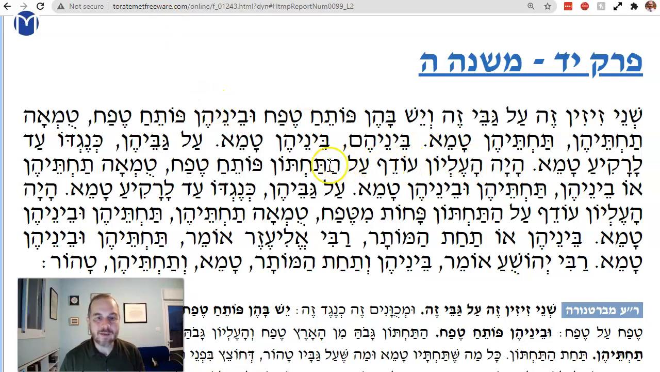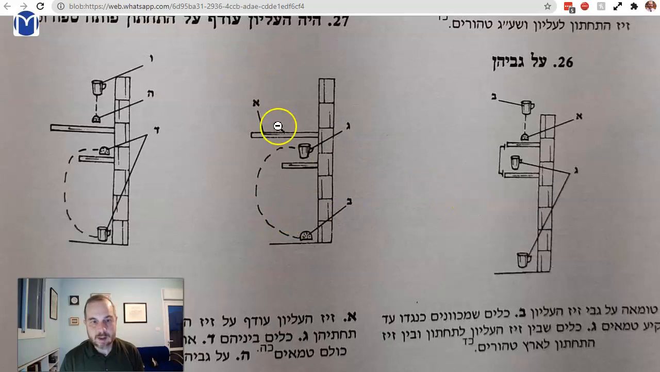Haya elyon odef al hatachton poteach tefach. Let's say the top shelf protruded beyond the bottom shelf a poteach tefach. You saw the picture here. Elyon odef al hatachton poteach tefach. So you have a shelf here, or a molding or whatever, around here, and then this one protrudes over that one a poteach tefach. If you imagine this, it would spread all the way to here. So it says the Mishnah.